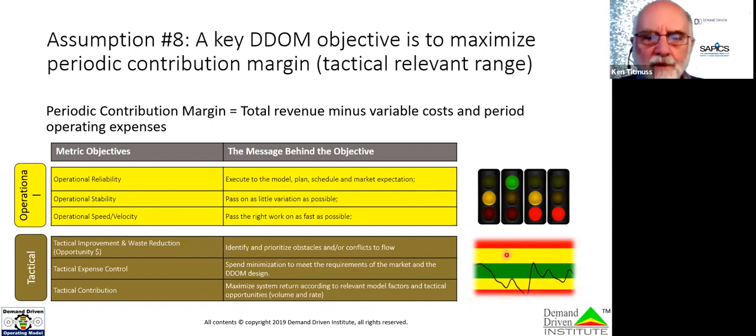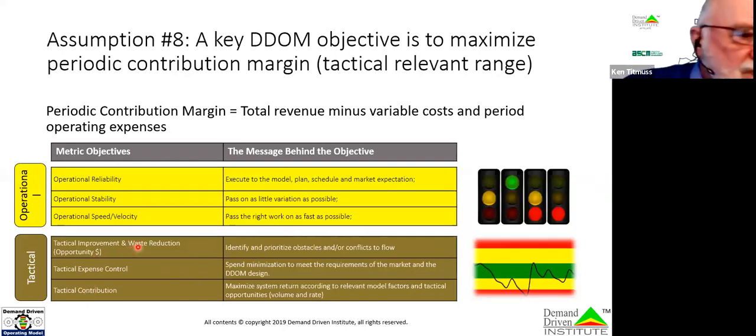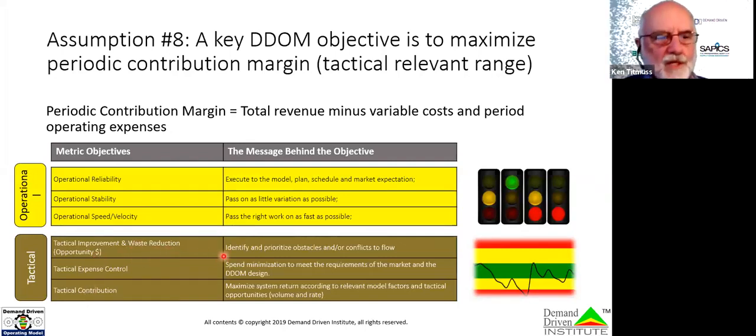But then that brings us down to the tactical measurements we're looking at. Here we're looking really at processes. And we can see this process is not really working very nicely. It's a bit on the low side. And so we want to be looking at some tactical operations metrics. So we've got tactical improvement and waste reduction: identify and prioritize obstacles and/or conflicts to flow. Tactical expense control: spend minimization to meet the requirements of the market and the demand-driven operating model design. And then tactical contribution: maximize system return according to relevant model factors and tactical opportunities in volume and rate. And we go into a lot of this in the demand-driven leader course if you manage to take that education.